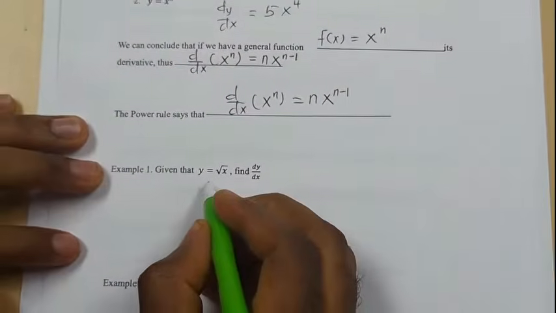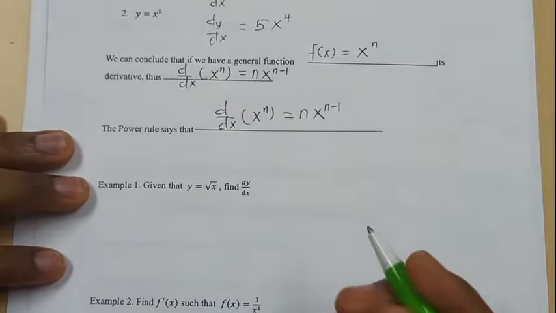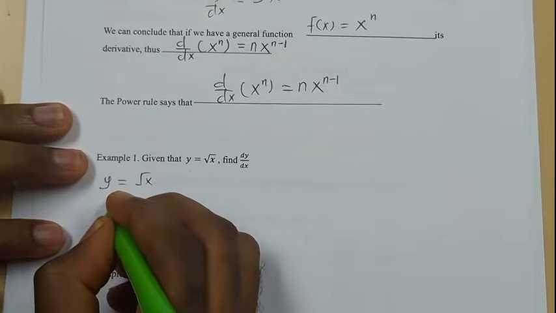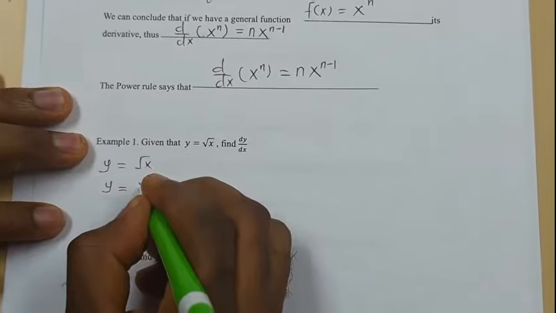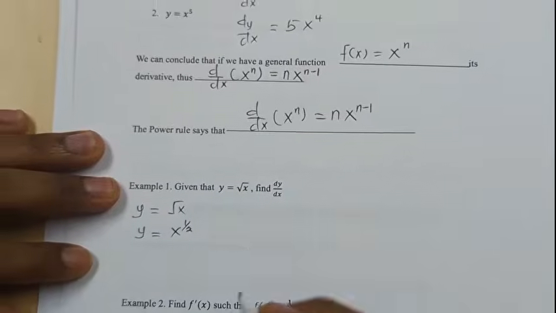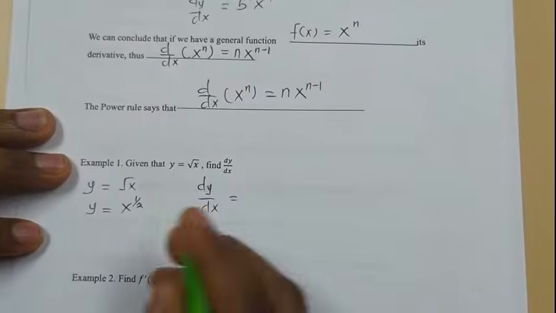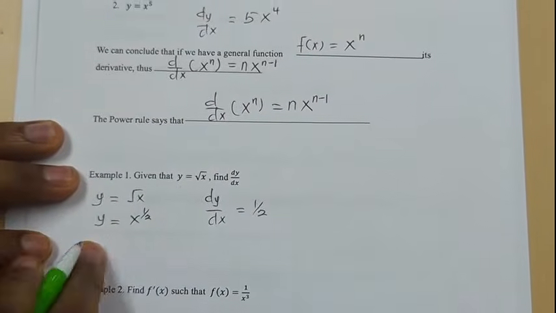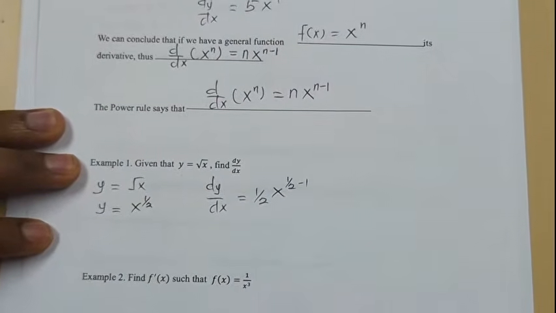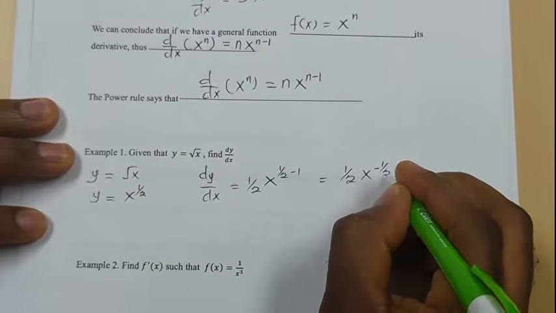So for example, we can use the power rule to find the derivative of any function having an exponent. Given that y is equal to the square root of x, we should find dy over dx. So if y is equal to the square root of x, we can say y will be equal to x exponent half. Remember, the square root of every function is that function exponent half. Then using the power rule, our dy over dx will be equal to half. So we drop the exponent to multiply the function, then we subtract 1 from the exponent. So this will give us half x exponent negative half.